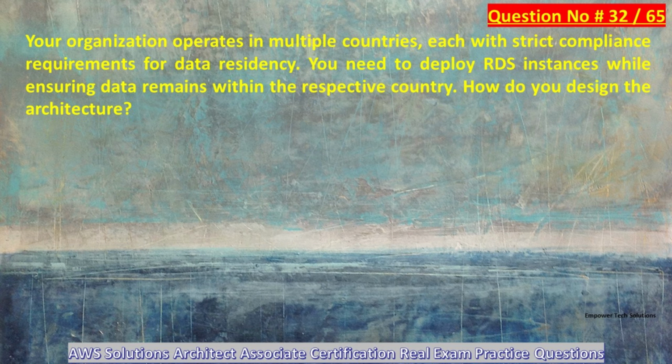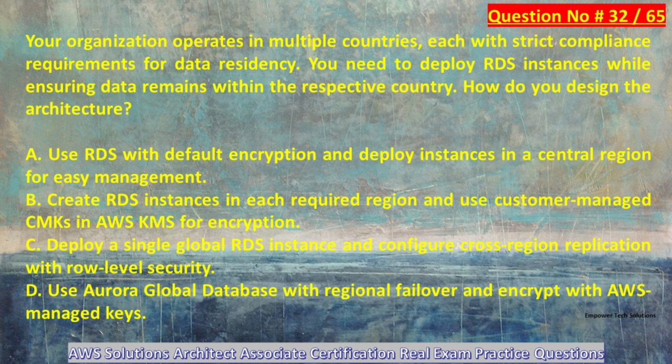Your organization operates in multiple countries, each with strict compliance requirements for data residency. You need to deploy RDS instances while ensuring data remains within the respective country. How do you design the architecture? A. Use RDS with default encryption and deploy instances in a central region for easy management. B. Create RDS instances in each required region and use customer-managed CMKs in AWS KMS for encryption. C. Deploy a single global RDS instance and configure cross-region replication with row-level security. D. Use Aurora Global Database with regional failover and encrypt with AWS managed keys.